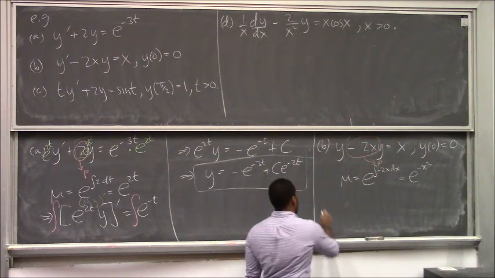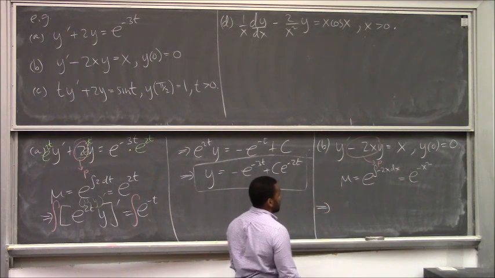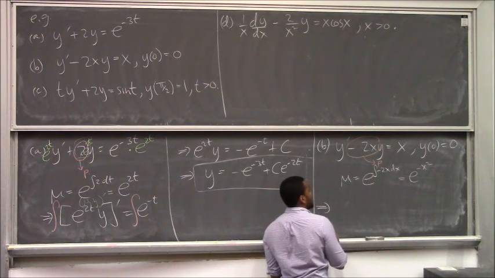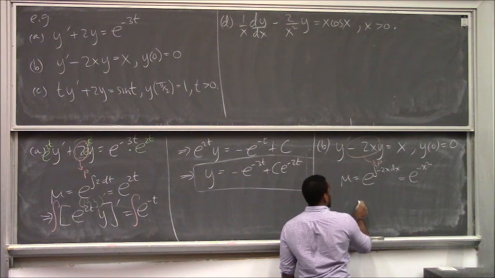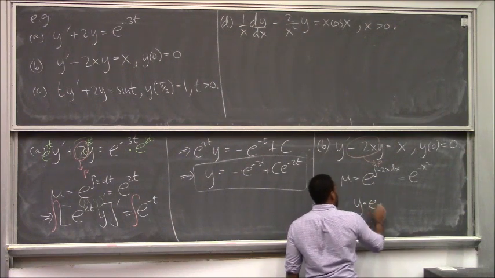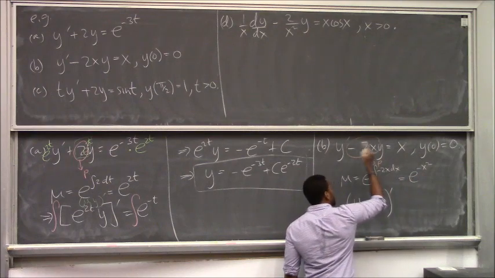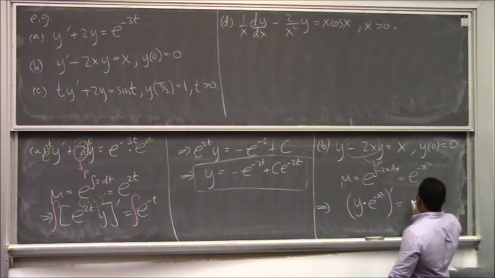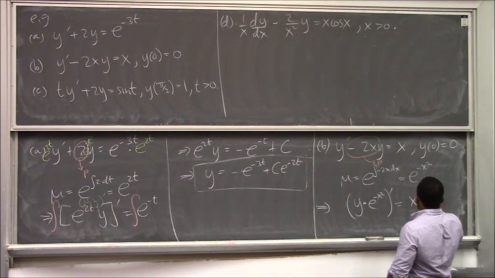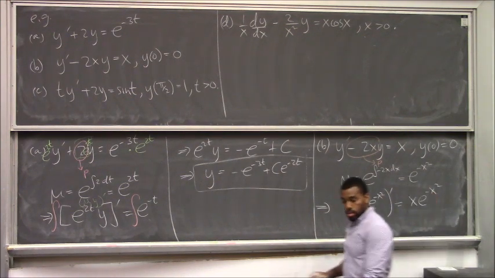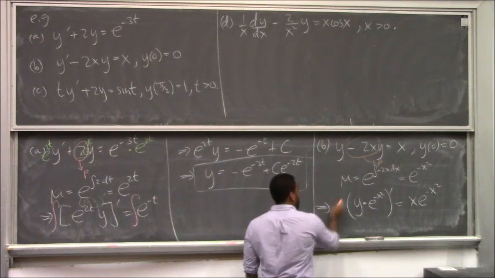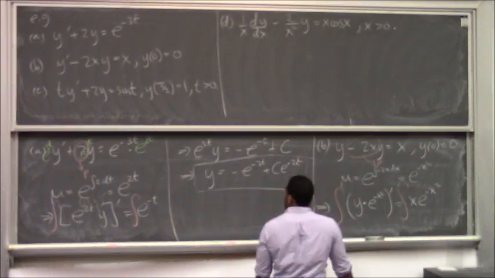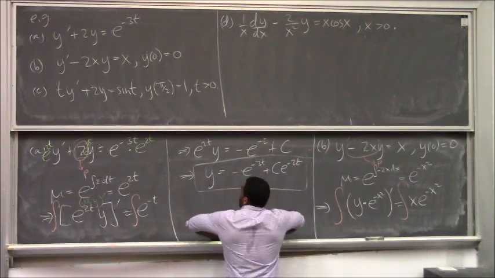Okay, now that you have that, what happens? So what's the left side? Y times e to the negative x squared, all prime. It's going to be that guy times y', always. Equals x times e to the minus x squared. You take the integral. Right? Now, integrate both sides. And we're out of space.